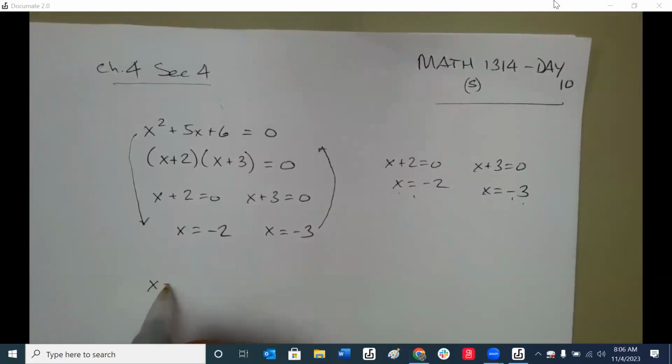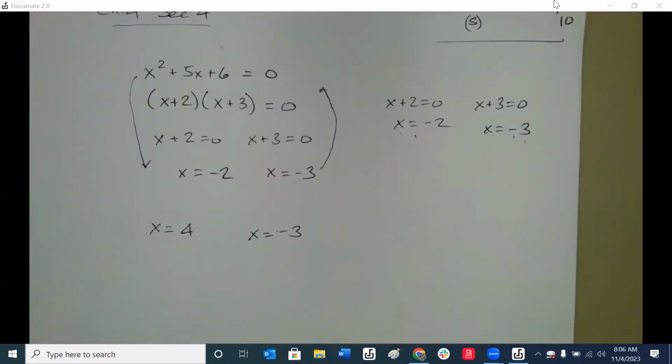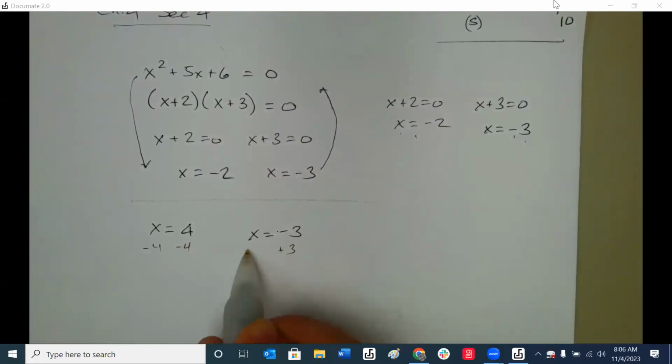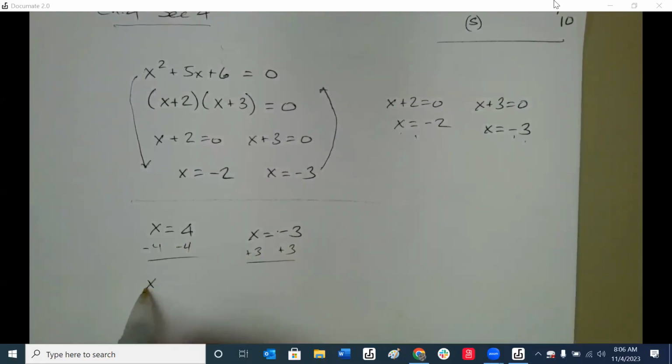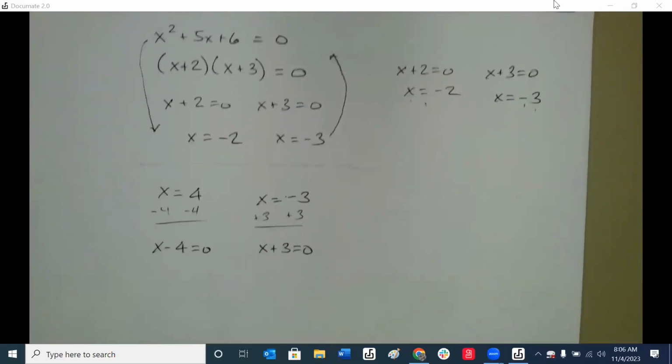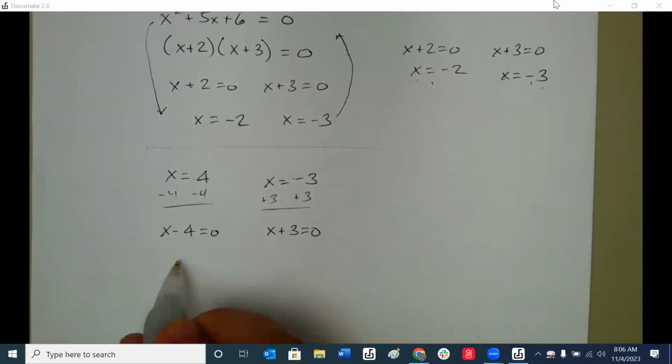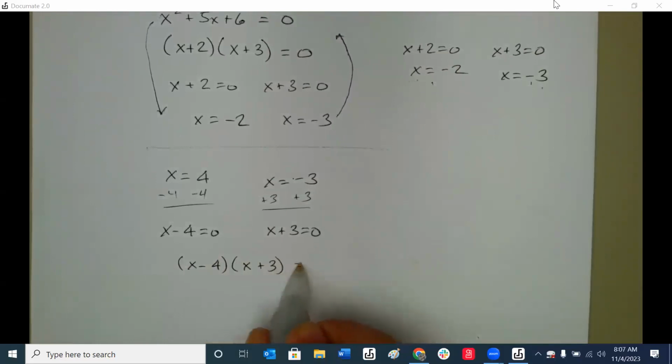If I said your x-intercepts were 4 and -3, what's the polynomial that has those as the answers? Well, we set x equal to 4 and -3. We set these equations equal to 0. Since both of these equal 0, if I multiply them together, it should still equal 0.